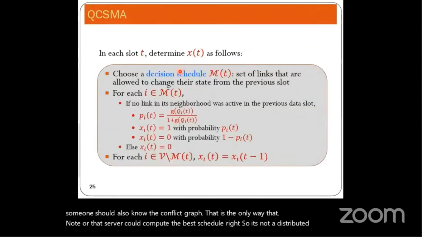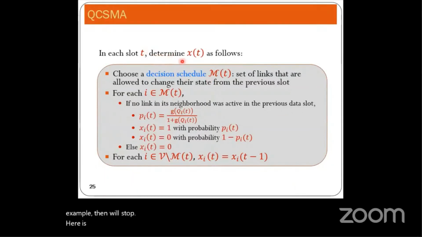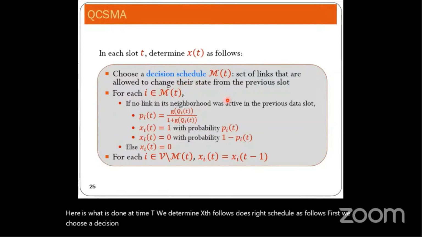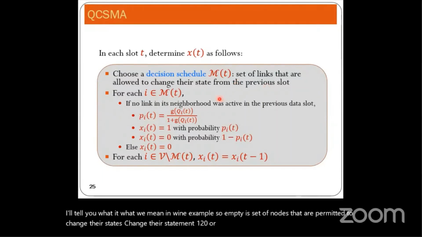Here is a distributed algorithm, and I'll give an example, then we'll stop. Here is what is done. At time t, we determine the schedule x(t) as follows. First, we choose a decision schedule. A decision schedule is a set of links that are allowed to change their state from the previous slot. I'll tell you what we mean via an example. M(t) is the set of nodes that are permitted to change their state. Changing state means going from 1 to 0 or 0 to 1 from the previous slot.